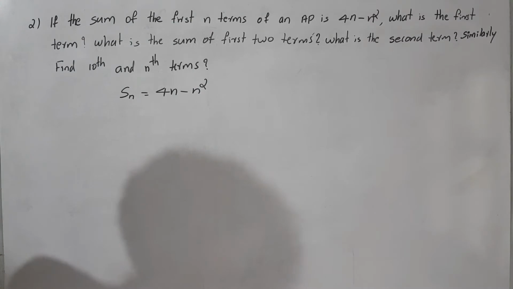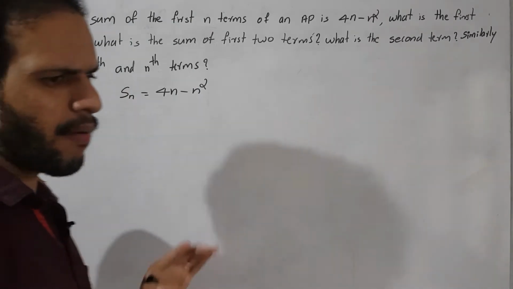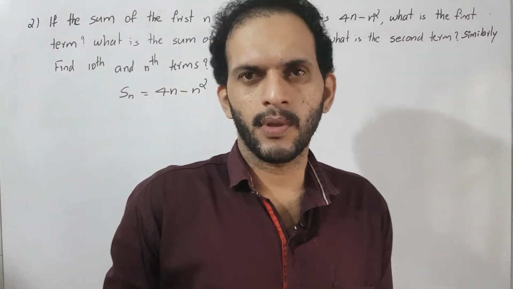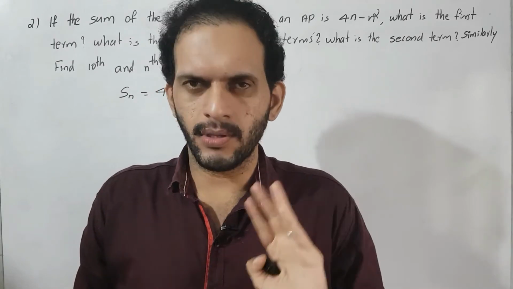Okay. Then we change the value of n, then we get the sum of terms, not a term, sum of terms. That is the difference from the earlier question.